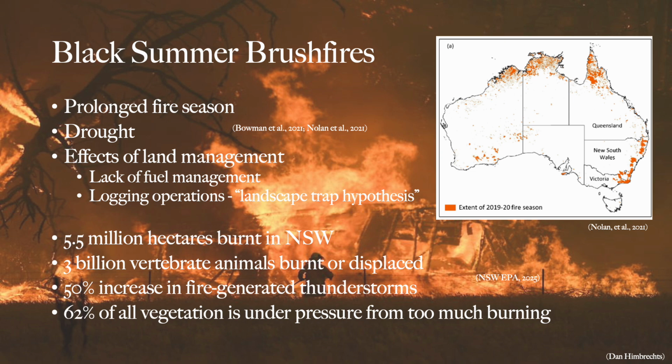And 62% of all vegetation with a fire history was found to be under pressure from too much burning, because since these fires, the fire interval has increased.